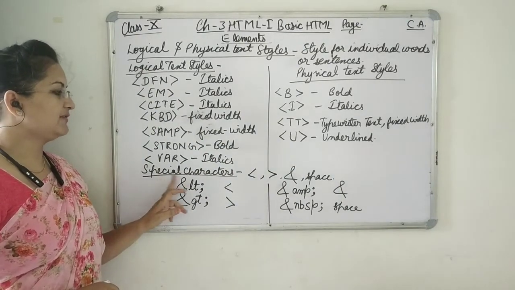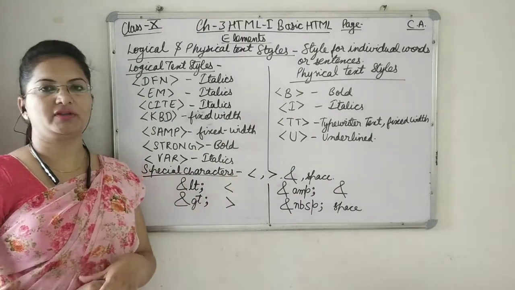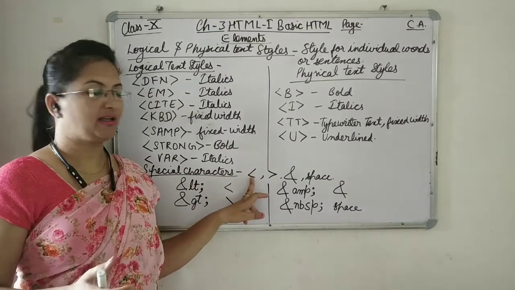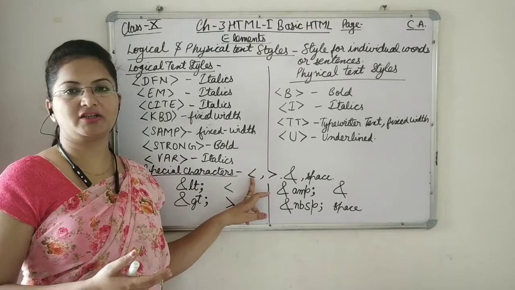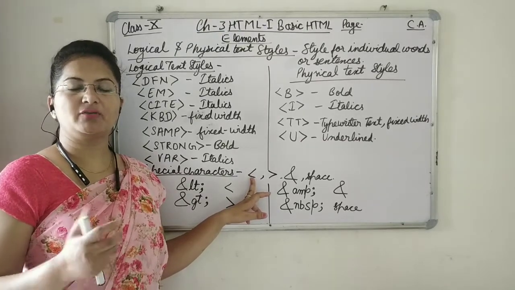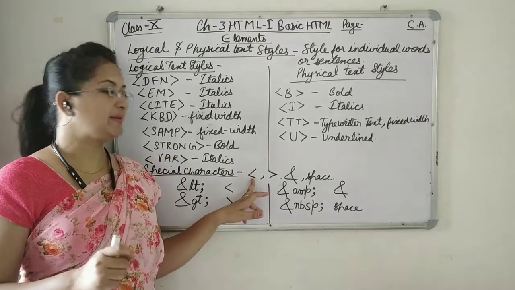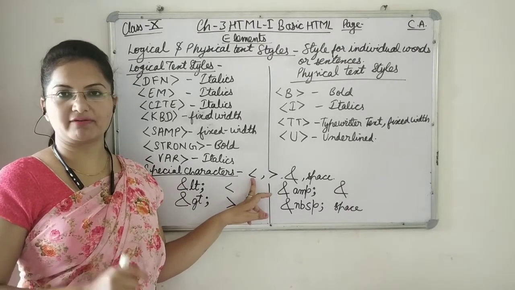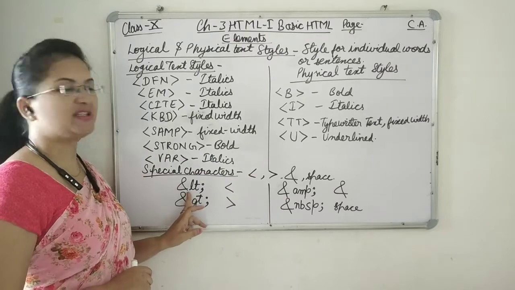Now students, we have special characters also. There are some symbols which have special meaning in HTML, like angle brackets. We are using them to write the tags. But what if we have to type these symbols? If we want these symbols in an HTML web page, then what do we have to do? We have some escape sequences.